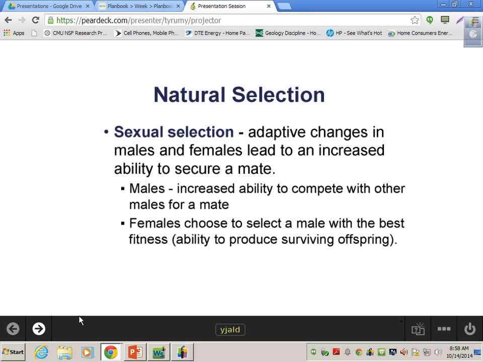So looking at sex selection, we talked about how that influences natural selection yesterday. Adaptive changes in males and females lead to an increased ability to secure a mate. Males have an increased ability to compete with other males for a mate, and females choose to select the male with the best fitness or the ability to produce surviving offspring.